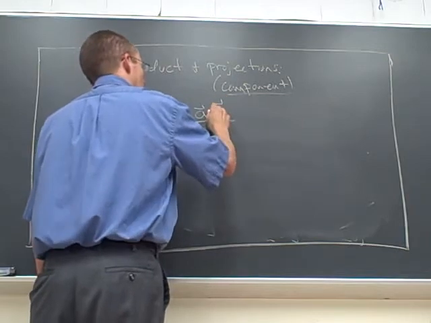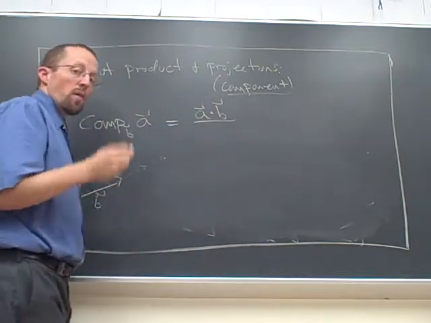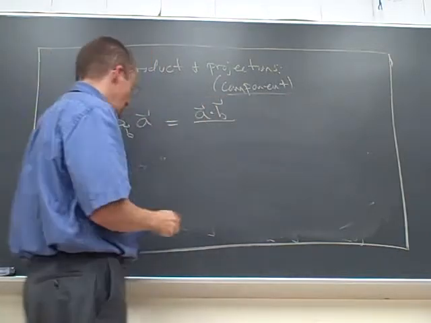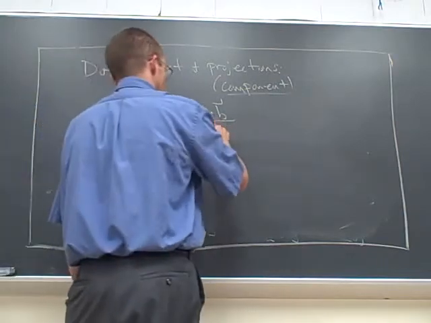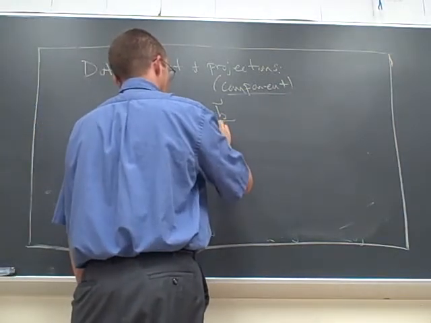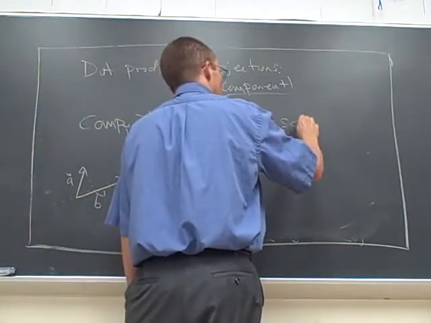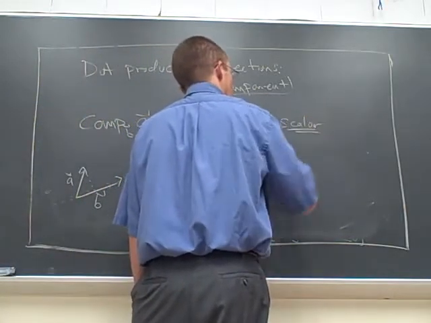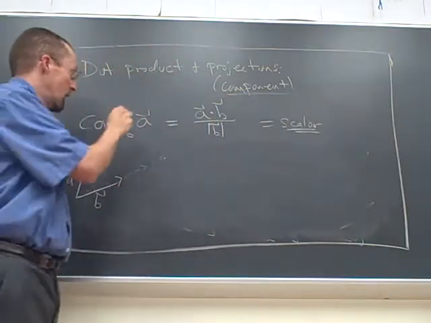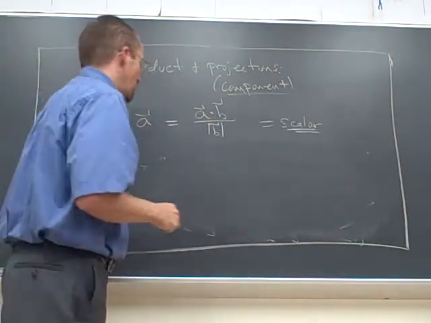And so it turns out that that's just equal to the dot product of A with B, which would include magnitude information for both A and B, and we don't want magnitude information for B, so we just kill it off. We just divide by the magnitude of B. Okay? And so that's a scalar component of A in the direction of B.